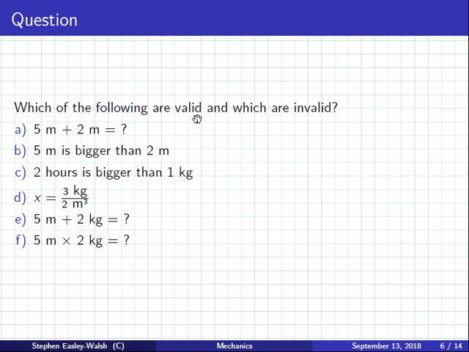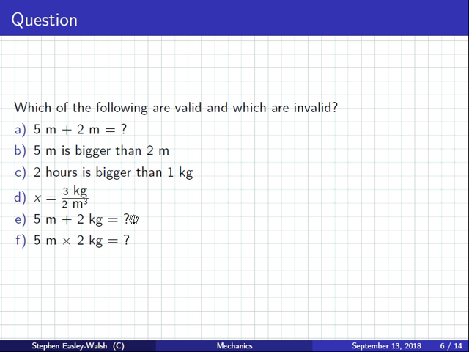So which ones are right and which ones are wrong? Which ones are valid and which ones are invalid? The first one, 5 meters plus 2 meters equals blank. Is that right or wrong? Okay, this is fine. 5 meters is bigger than 2 meters. Is that okay? Yep. 2 hours is bigger than 1 kilogram? No. X equals 3 kilograms over 2 meters cubed? That's okay. 5 meters plus 2 kilograms? No. 5 meters times 2 kilograms? Yes, that's okay. Good.